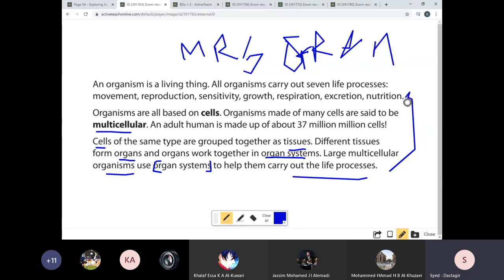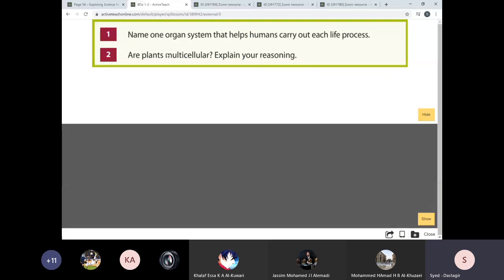Mrs. Gren, if you remember from year 7, okay? Now the problem comes, actually before we go into that, it says name one organ system that helps humans carry out each life process. Can I ask Bilal? Name one organ system that helps humans. Digestion. Okay, helps what? So it says each life process.